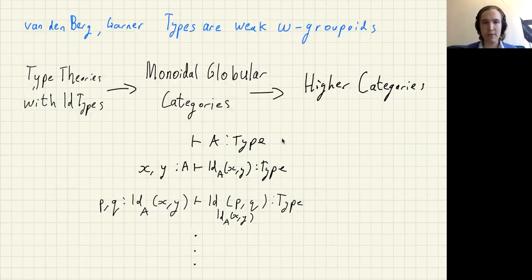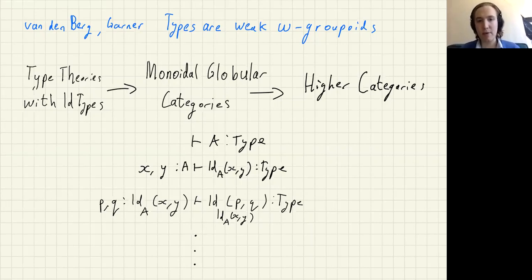So the starting point for this work is really this paper by Benno van den Berg and Richard Garner called Types Are Weak Omega Groupoids. What they do is they start off with the type theory with identity types, and then they construct, using the tower of identity types that I've illustrated at the bottom. Given any such tower of identity types inside a type theory, we expect that that tower should have the structure of a weak omega groupoid. And van den Berg and Garner make this precise as follows.